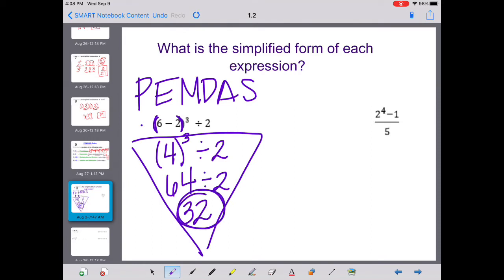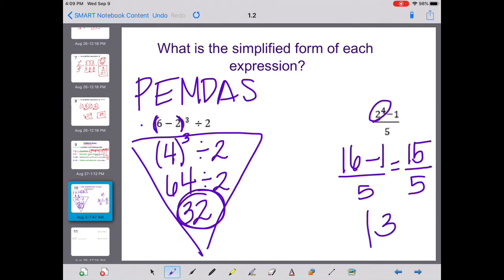Okay, our next question. When you get a fraction like this, we always want to do what's on top, do what's on the bottom, and then divide them. So I don't have anything in parentheses or grouping symbols, but I do have these exponents. 2 to the 4th power, 2 times 2 is 4, times another 2 is 8, times another 2 is 16, minus 1 over 5. Okay, then I want to finish the top with my 16 minus 1. I'm left with 15 over 5, which gives me a final answer of 3.